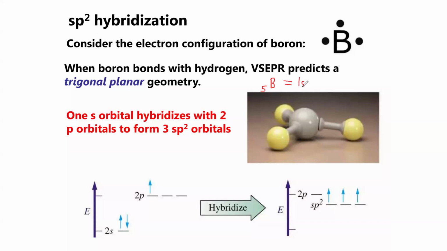We have 1s2, then we have 2s2, then we have 2p1. So this is the electronic configuration of boron. Now, what will happen in this case? It means that there is only 1 electron available for bonding in this case.